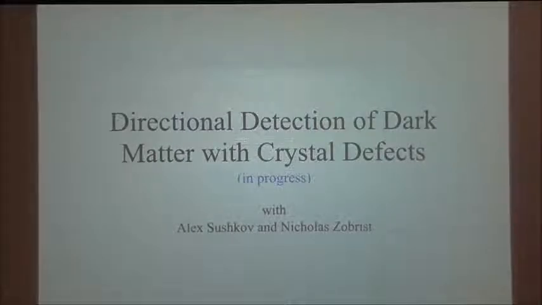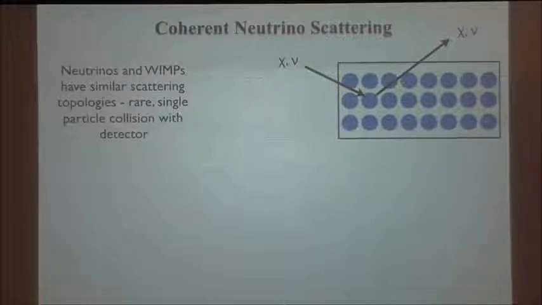So let's quickly talk about directional detection, how we think it can actually work. Here's the problem we want to solve. If you look at a typical WIMP dark matter experiment, here's the issue. I have some detector, and the problem is that neutrinos from the sun, for example, and dark matter look very similar in the way they scatter. They come and scatter in the detector, deposit some energy, knock off some nucleus, and that's exactly what you're measuring, and they look identical.